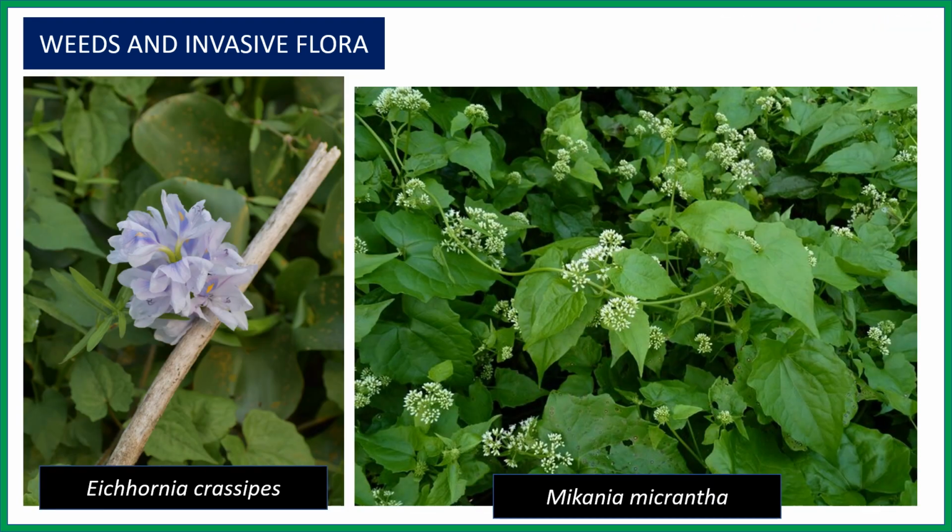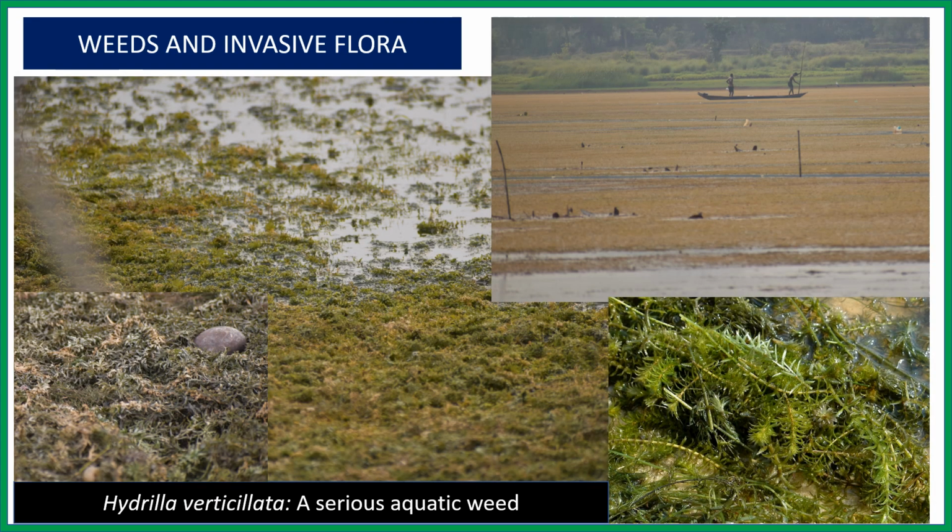Again, there are weeds like Eichhornia crassipes, or water hyacinth, and Mikania macrantha. These are weeds and invasive flora that can really affect the growth of native flora. Again, there is Hydrilla verticillata. This is a very serious kind of aquatic weed. Especially in this area, we observe a dense growth of Hydrilla verticillata.